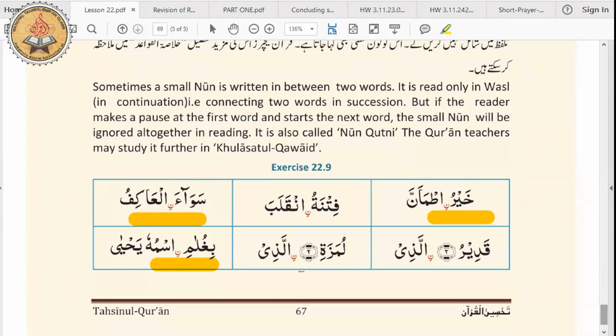Well then, can you read this one, please? Bighulamin ismuhu Yahya. Can you try it once more, because it sounds like you give less time to this vertical fatha. Bighulamin ismuhu Yahya. Well done, mashallah, you read really well.